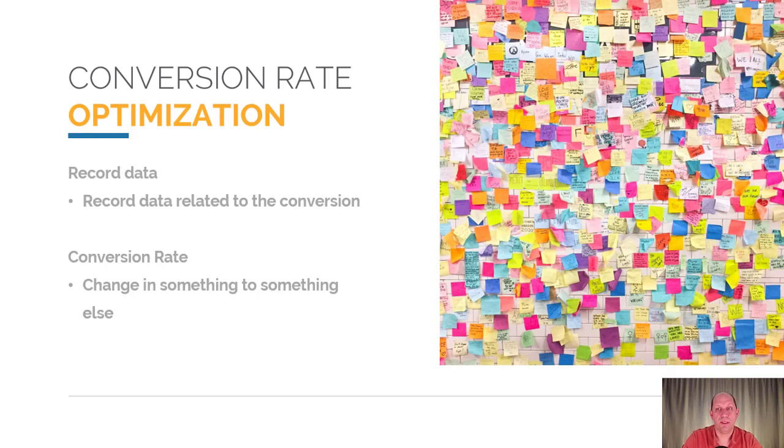So one of the things we need to be aware of is we have to record data. This is the data related to the different aspects of the conversion, the before or after. So all that data needs to be recorded. Then once we have that data and the before and after, we can then look at actually a conversion rate, which is basically the changing of something to something else, converting. Pretty straightforward.